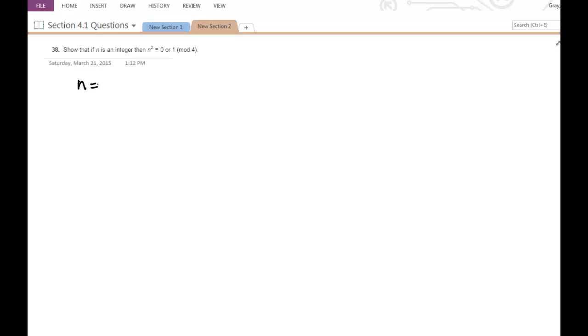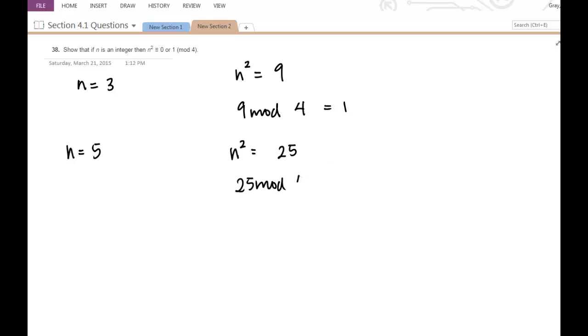If n is equal to, let's say 3, well, n squared then would be 9. Well, 9 mod 4 is 1. Let's try another number. n equals 5. Okay, n squared then is 25. 25 mod 4 is 1. Look, both of the odd ones gave me 1. Let's see what happens with even.